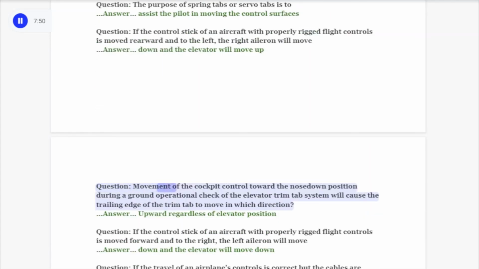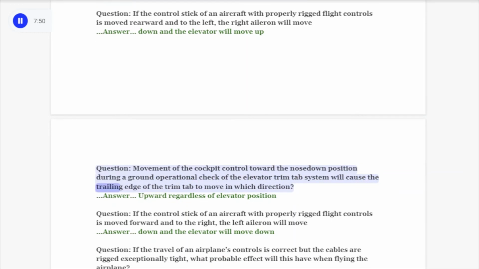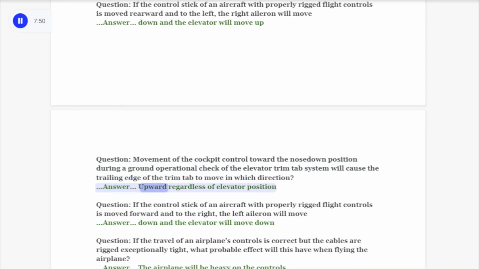Question: movement of the cockpit control toward the nose-down position during a ground operational check of the elevator trim tab system will cause the trailing edge of the trim tab to move in which direction? Answer: upward regardless of elevator position.